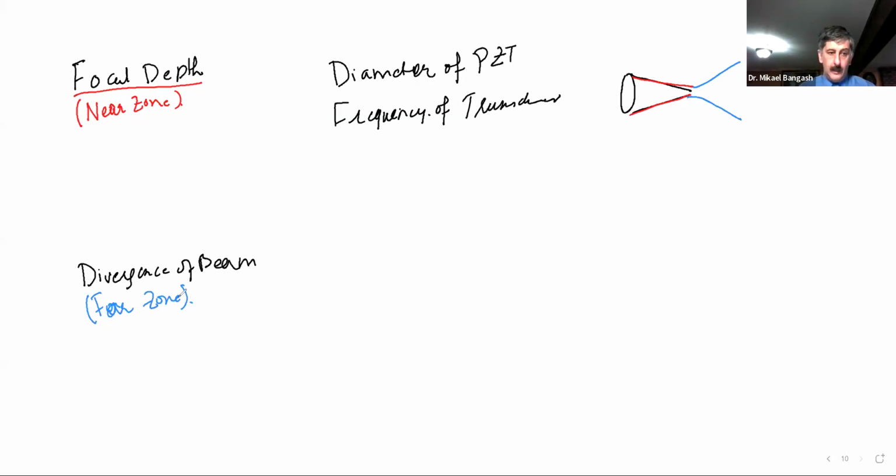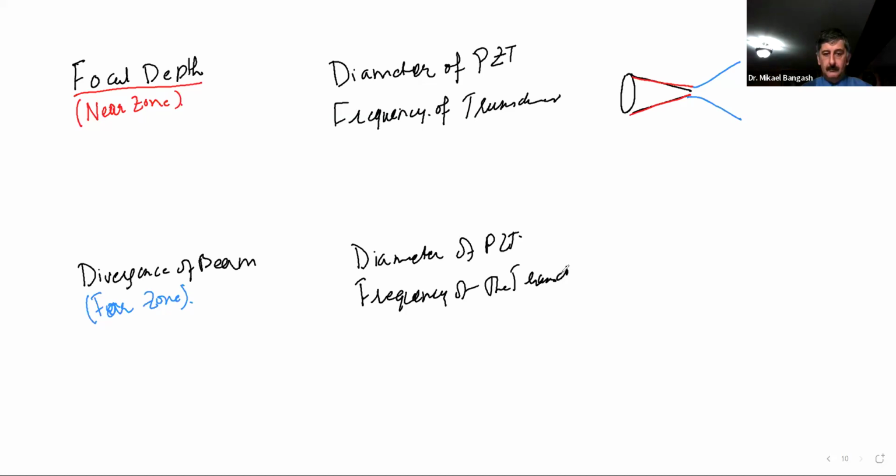And even when we talk about the divergence of the beam, that as well is going to be determined by the two features, which is going to be the diameter of your PZT and/or the frequency of the transducer. Did you guys get that? Yes.